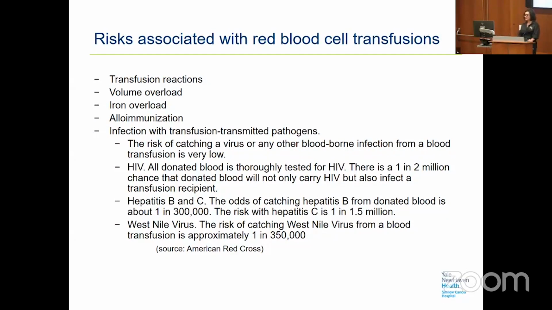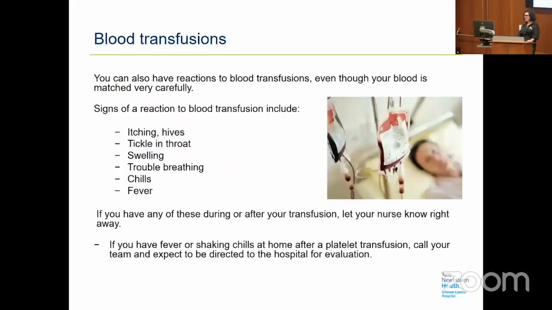And West Nile virus, the incidence is about 1 in 350,000. The risk for infection from platelets is much higher. It's about 1 in 2,500. And with platelets, it's riskier. The risk is for bacterial infection. That's why it's so important with platelet transfusions, if you have a fever or chills, that you report that promptly. With red blood cells, it's much less common that you're actually infected from that blood product.